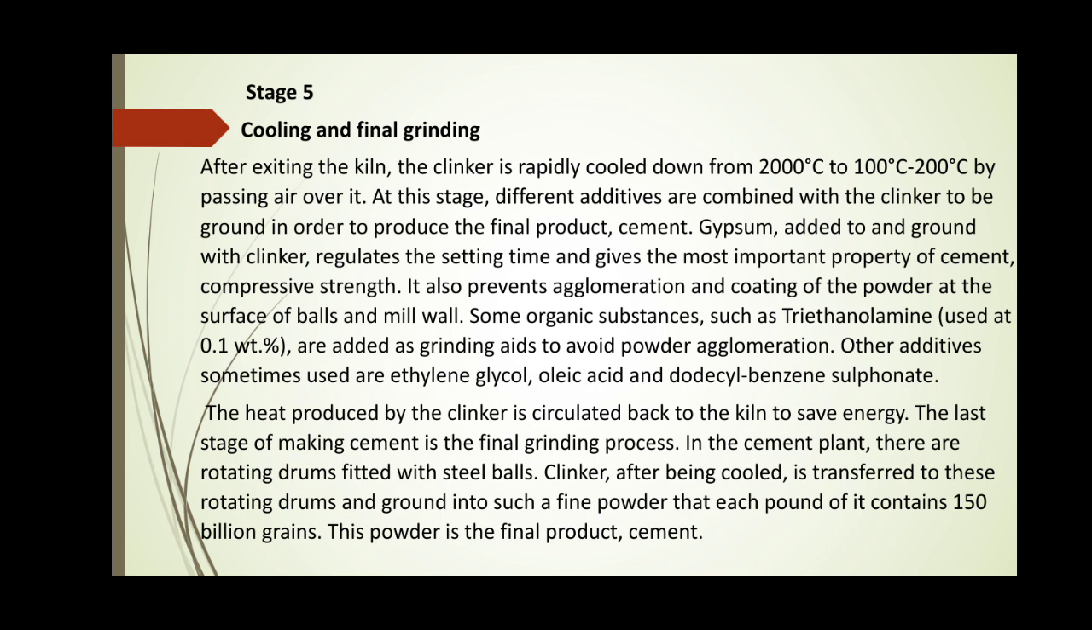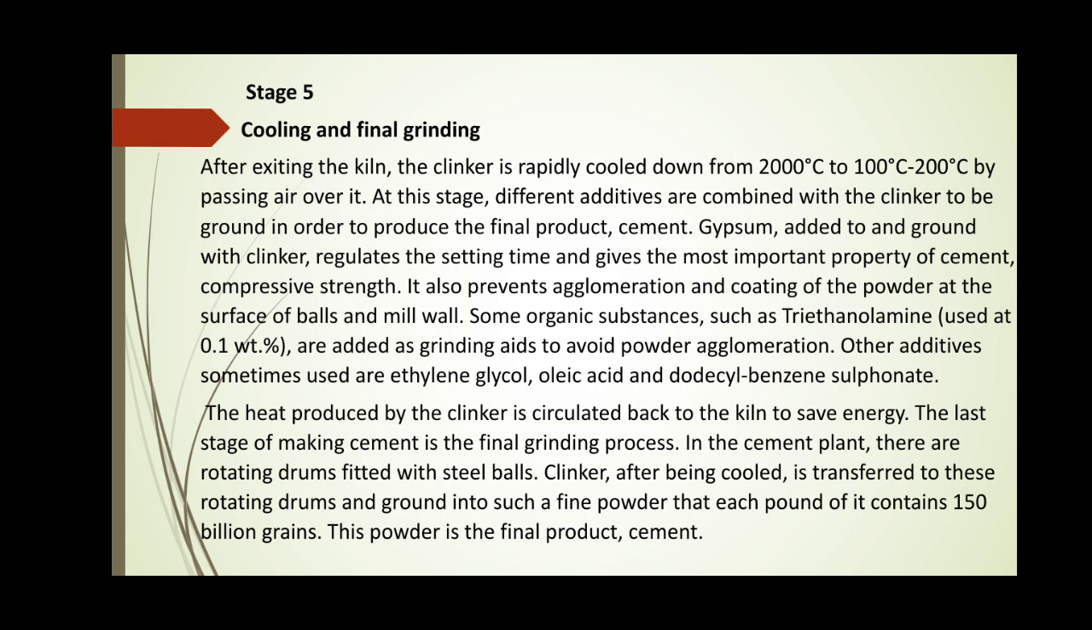At this stage, different additives are combined with the clinker to be ground in order to produce the final product, cement. Gypsum added to the clinker during grinding regulates the setting time and gives the most important property of cement, that is compressive strength. It also prevents agglomeration and coating of the powder at the surface of balls and mill wall.